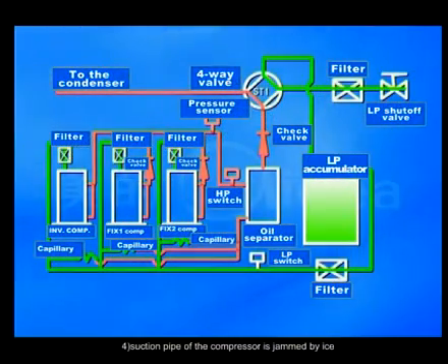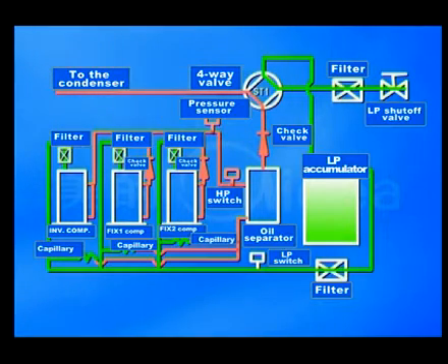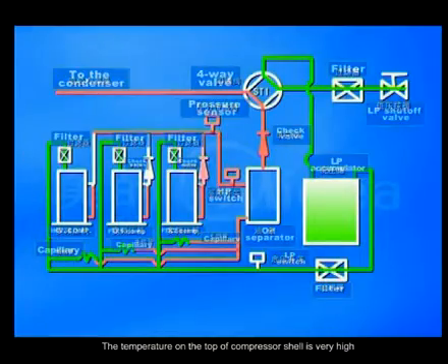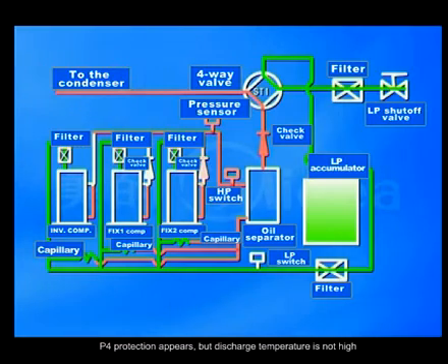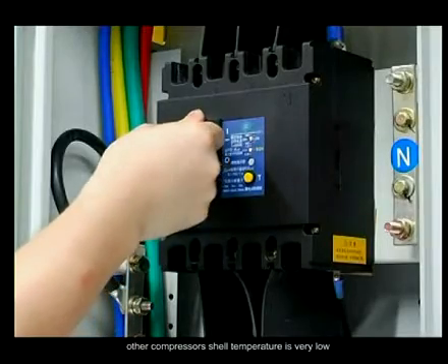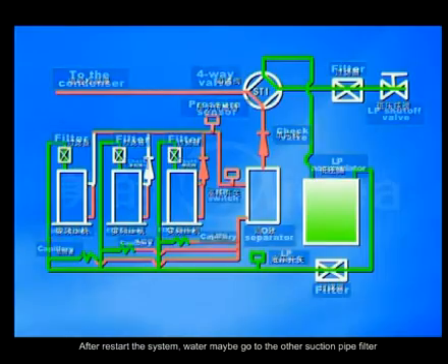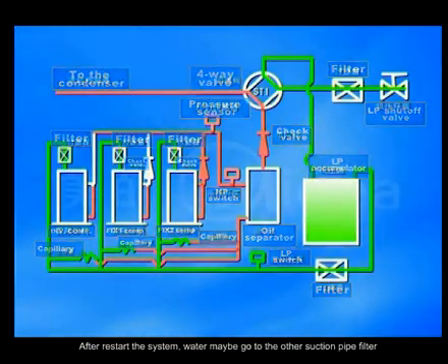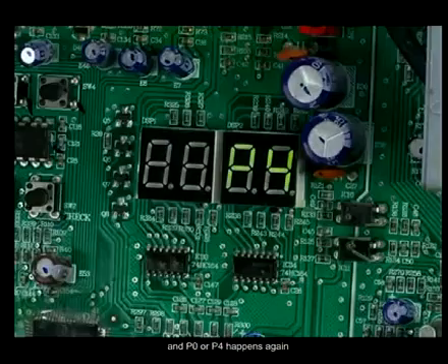4. The suction pipe of the compressor is jammed by ice. The temperature of the top of the compressor shell is very high. P4 protection appears, but the discharge temperature is not high. Other compressors' shell temperature is very low. After restarting the system, water may go to the other suction pipe filter, and P0 or P4 happens again.